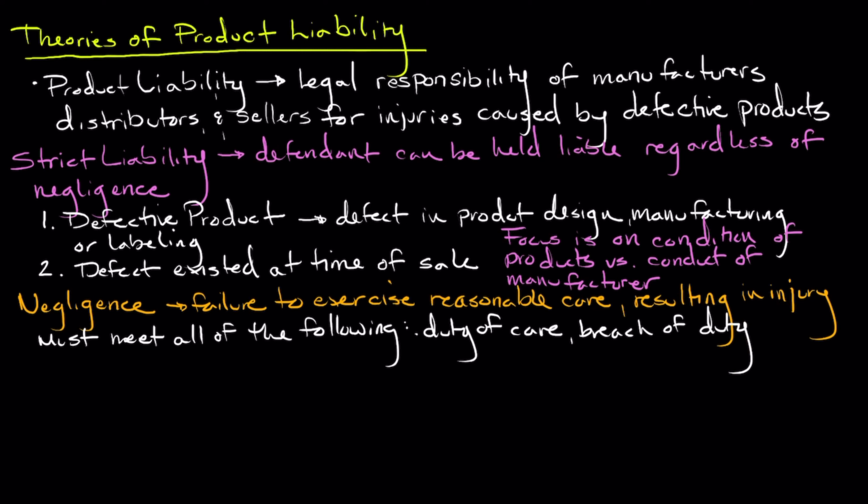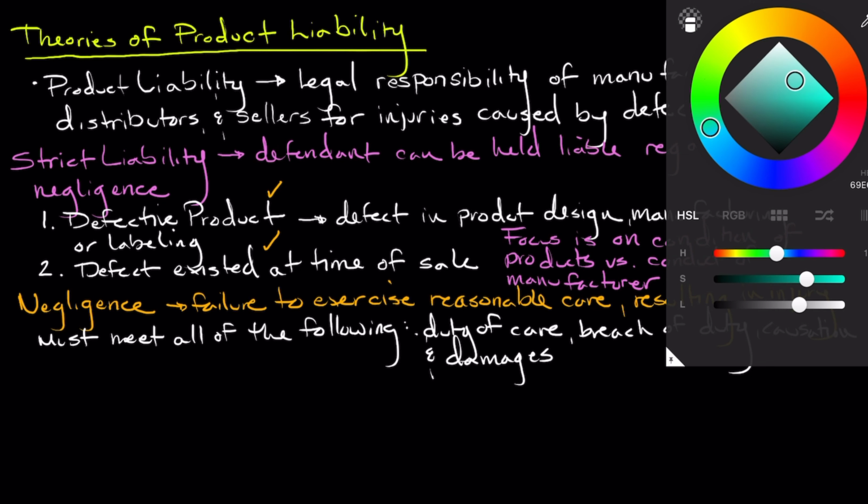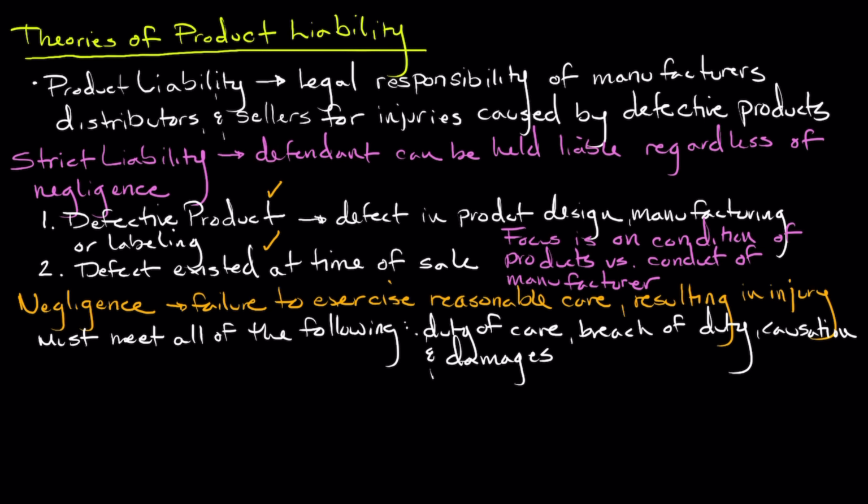Next, there needs to be causation. So there is a breach of duty that directly causes the plaintiff's injuries. And then, of course, there are subsequently damages. The plaintiff suffers actual harm or damages as a result of using said defective product. Now, the existence of a defective product and the presence of the defect when the product left the defendant's control are really essential elements in negligence claims in addition to strict liability claims that we discussed earlier.